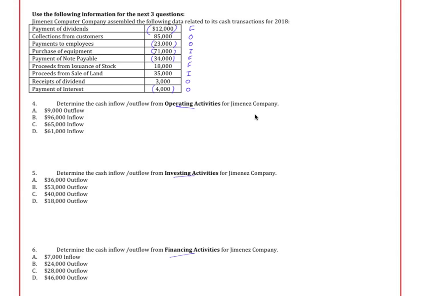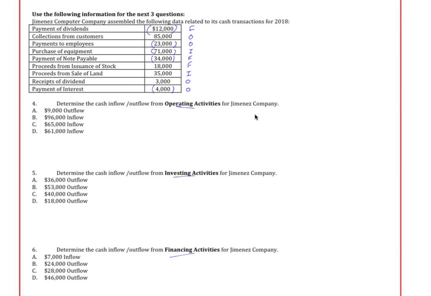And whether or not those receipts of dividend, receipts of interest, and payments of interest should be operating or other sections of the statements of cash flows was something which caused some controversy at the time the standard was introduced. It was not a unanimous decision, but under the current US GAAP these items are operating.